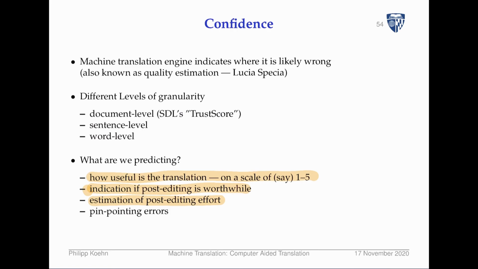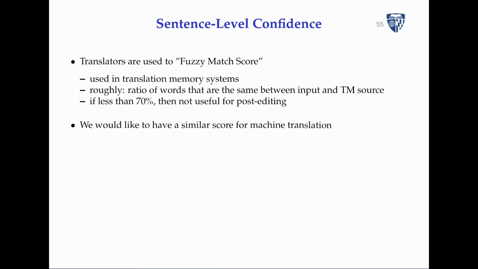And maybe we also want to be a bit finer in granularity and pinpoint errors. So if we produce a translation, we also want to say, well, words 3 and 4 are a bit shaky. The rest are pretty good. Translators are actually already used to something like that in the translation memory tools that I talked about. When their computer-aided translation tool retrieved a prior translation, it retrieved it with a fuzzy match score.